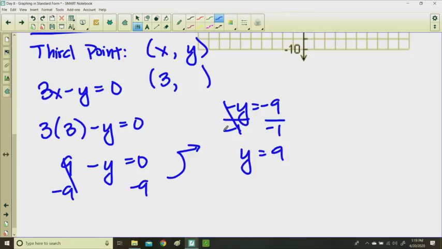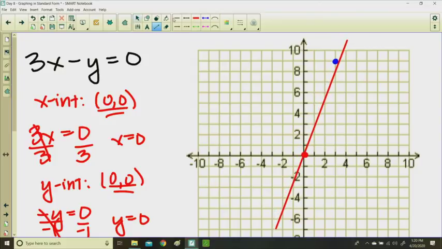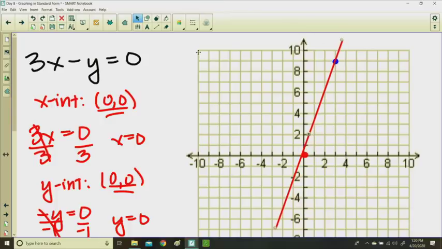So my new point is (3, 9). Not (0, 9), (3, 9). X was 3. That was what I plugged in. And 9 like so. Okay, so there you go. There's our next point, (3, 9). So I go right 3, up 9. There's my point. And now from here, we can go ahead and draw our line. Okay, let me adjust this a little bit. And there you go. Done. Different colors, whatever. Anyway, there you go. That's it. That's the lesson.